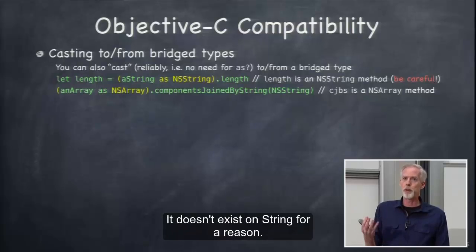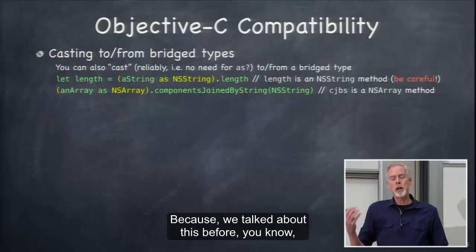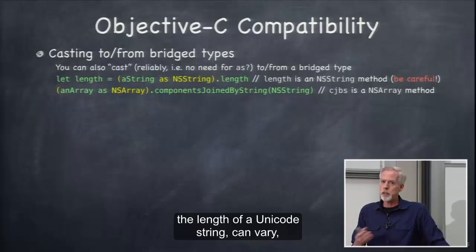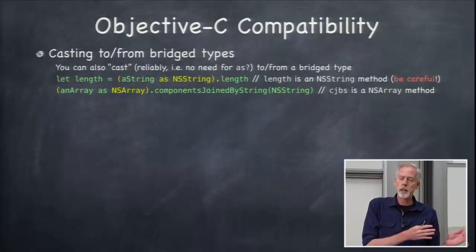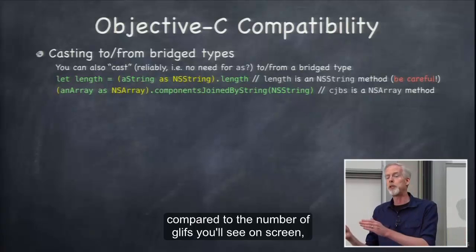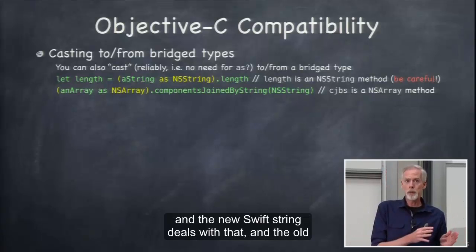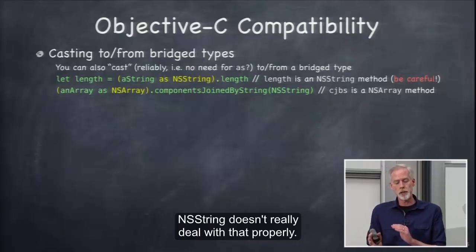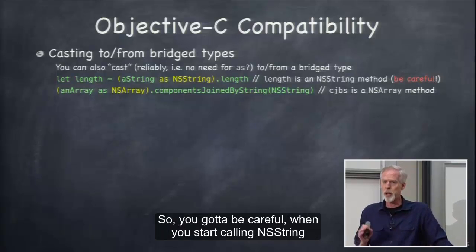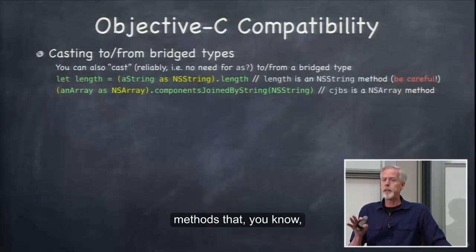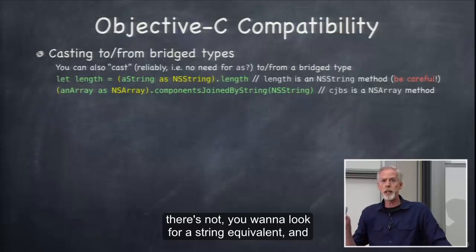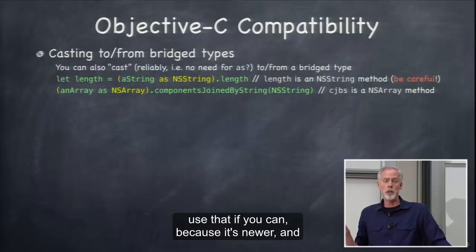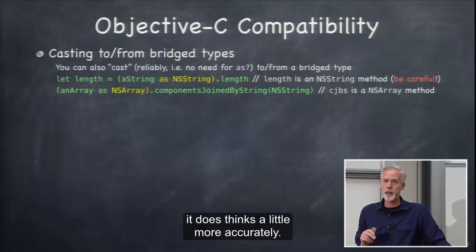It doesn't exist on String for a reason, because we talked about this before. The length of a Unicode string can vary compared to the number of glyphs you'll see on screen. And the new Swift String deals with that, and the old NSString doesn't really deal with that properly. So you've got to be careful when you start calling NSString methods. You want to look for a String equivalent and use that if you can, because it's newer and it does things a little more accurately.